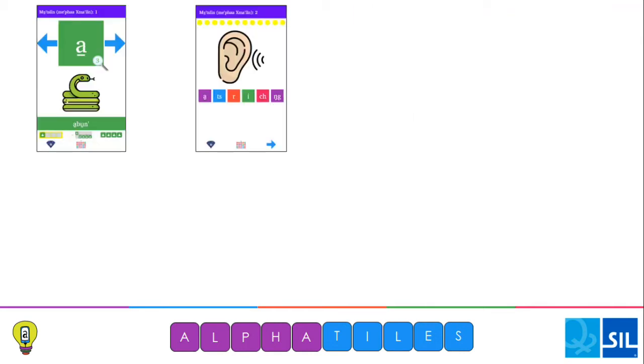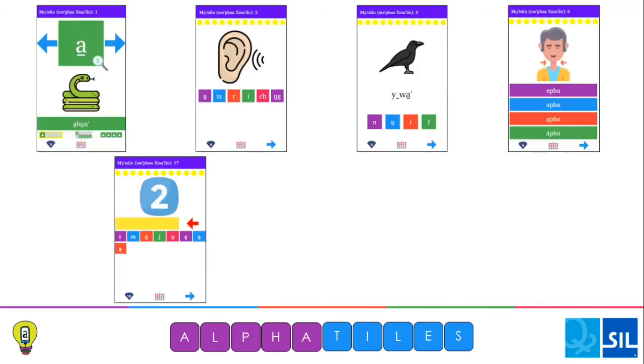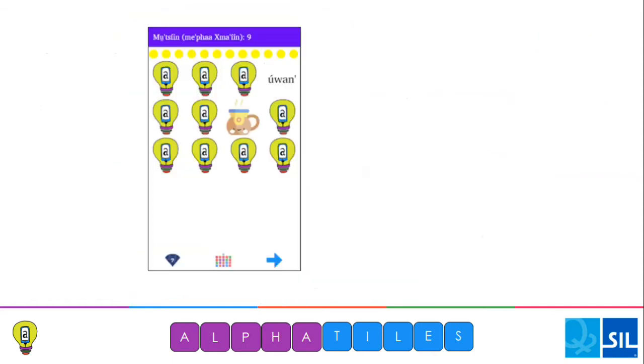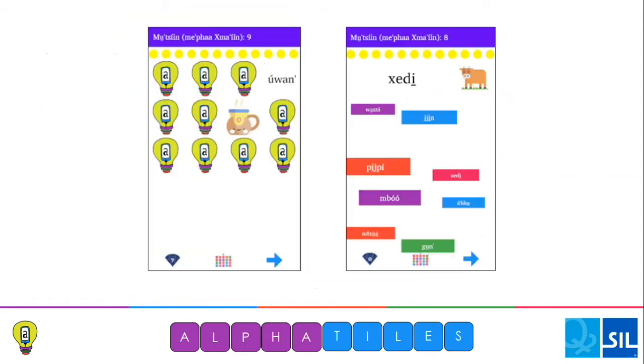And so most of the games in Alpha Tiles are based on the word parser. Most of the games involve breaking up words into tiles so that we can do things like identify the initial tile of a word, identify a missing tile of a word, play games like word search, scramble the letters of a word and identify them. But there are a few games that just use whole words and do not depend on parsing the word into individual tiles.